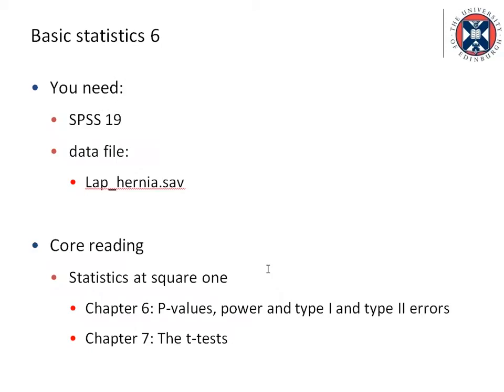So for this we're going to go back to the lap hernia dataset, lap_hernia.sav, so you should have that on your home drive. The core reading for this is Chapter 6 on p-values and Chapter 7 on t-tests. You don't really need to read them cover to cover, but they're useful to refer to.